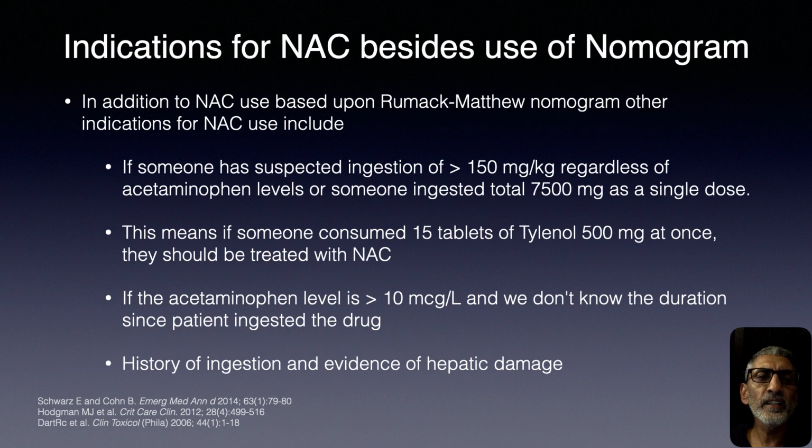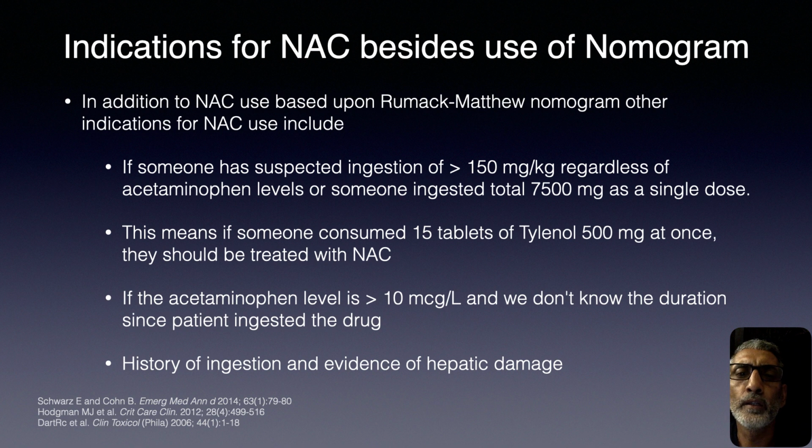Now, in addition to acetylcysteine use based upon the Rumack-Matthew nomogram, the other indications for acetadote use include if the patient has suspected ingestion of more than 150 milligram per kg, or someone consumed acutely 7,500 milligram, like 7.5 gram of acetaminophen, which doesn't look like a high dose. If somebody consumes 15 tablets of the 500 milligram over-the-counter acetaminophen, this comes under the toxic dose.